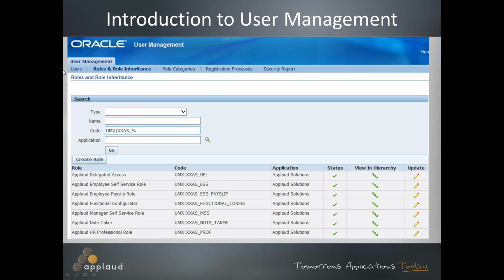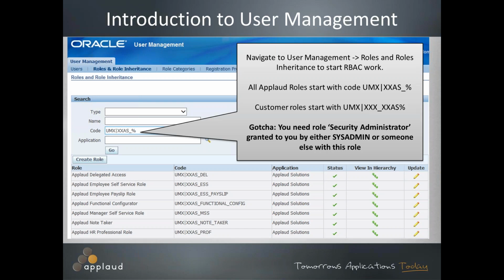the forms. So a lot of you would have used user management, and there's a users tab on the left. What we will be doing is using some of the other bits on here. In particular, we'll be using roles and role inheritance to look at all the security that Applaud delivers. So to get to this screen here, I will do it on screen in a minute. First of all, you have to go to this responsibility called user management, and then you have to go to this roles and role inheritance tab at the top.